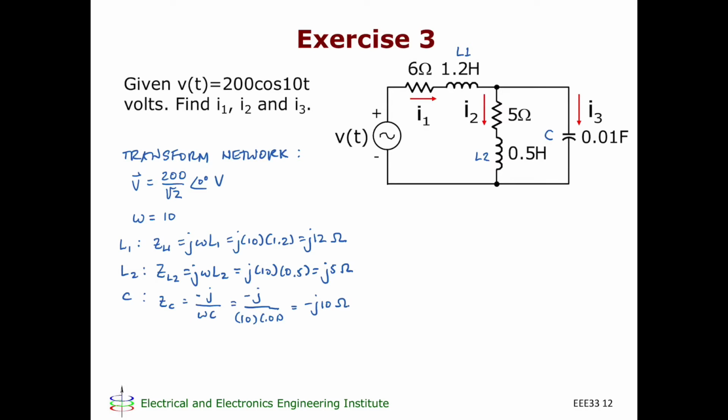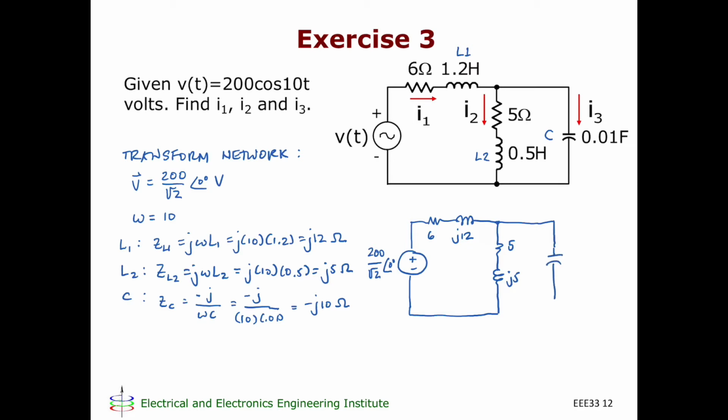So what is our transformed network going to look like? Okay. So our transformed network will look as follows. This is 200 over the square root of 2 at an angle 0 degrees. I have 6. Okay, this is j12. I have 5. This is j5. And I have minus j10.